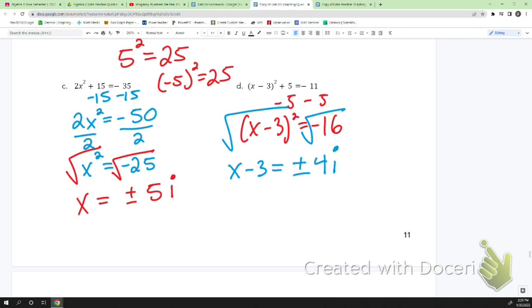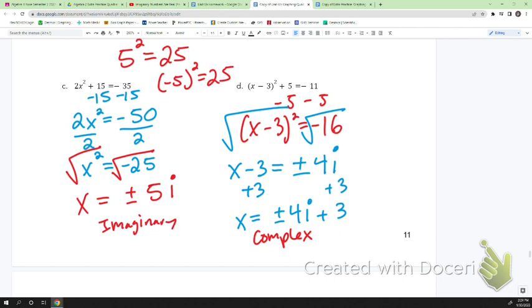What's my last step for getting x alone? I want to add 3 to both sides. So now my answer is a complex answer. So this one's a complex answer. This one's imaginary because it only has an i term. This one has a real part and an i term part.